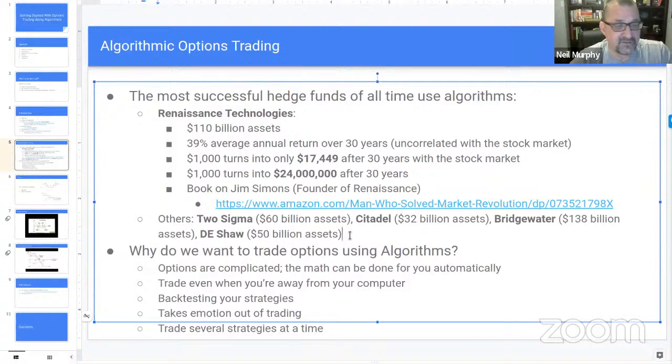Another nice thing about using algorithms is that you can trade when you're away from your computer.